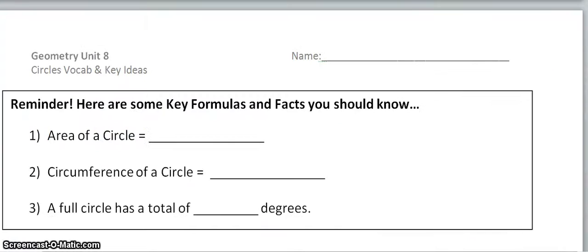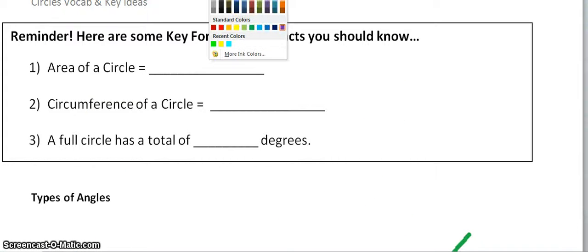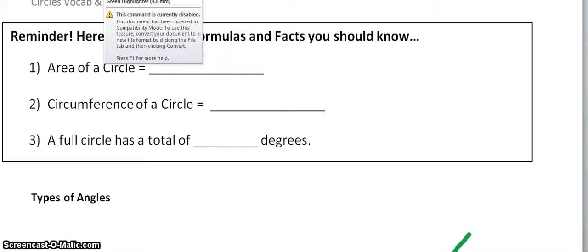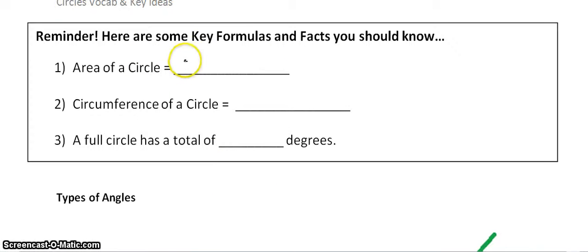Okay, before we go on to the types of angles in a circle, I just want to review some quick facts you need to know to be successful in this chapter that you should already know. So formulas, basically. One is for the area of a circle. We're going to continue to talk about that. To find the area of a circle, you're going to take pi, which again is like 3.14 on and on and on, times the radius squared.